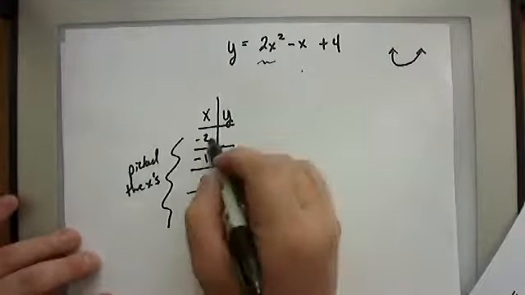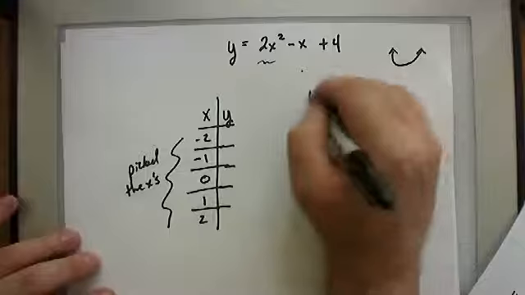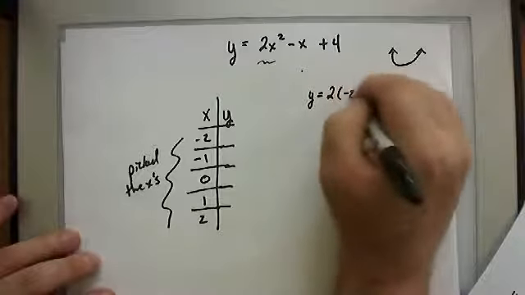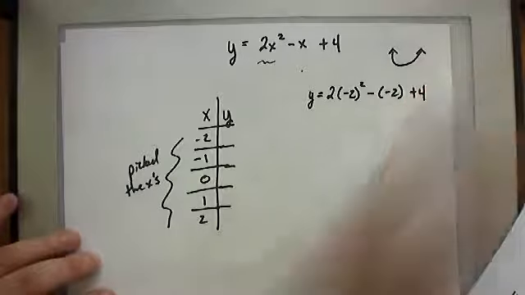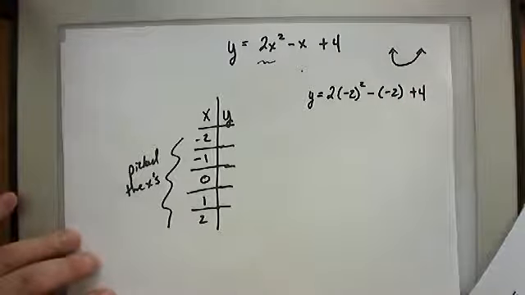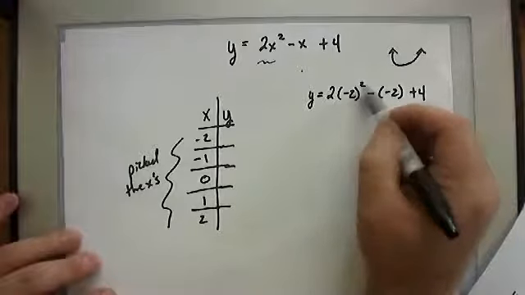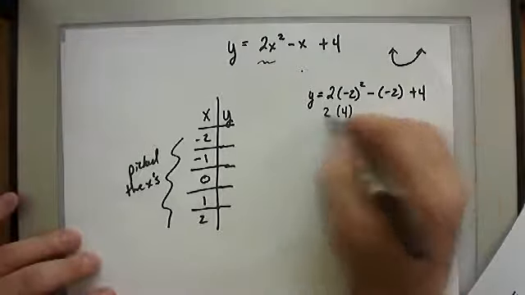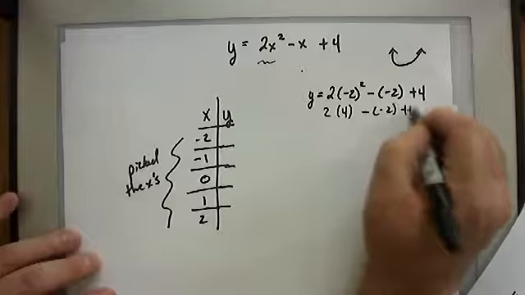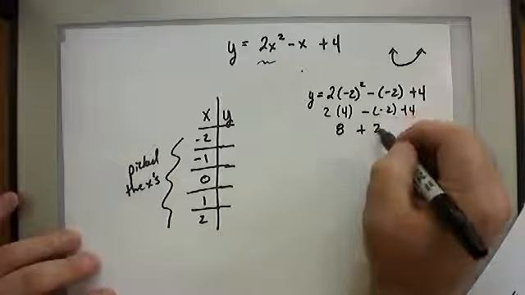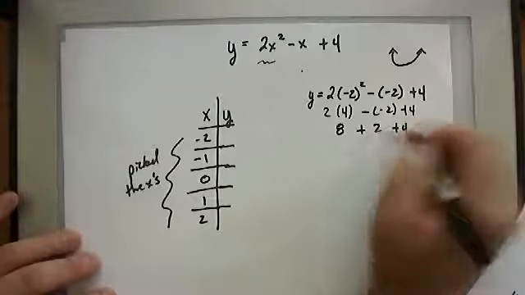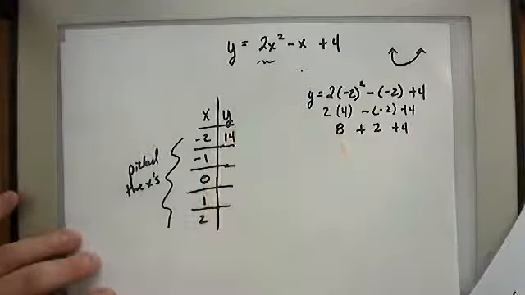So start off with -2. Remember, what you're doing here is saying y equals 2 times (-2) squared minus (-2) plus 4. Make sure you use parentheses when you plug in or this will not work correctly. Make sure you know your order of operations. Exponents first. (-2) squared is 4. 2 times 4 becomes 8, plus 2, because negative and negative is +2. Plus 4. 8 and 2 is 10, and 4, that's 14. So now we have one of our points.